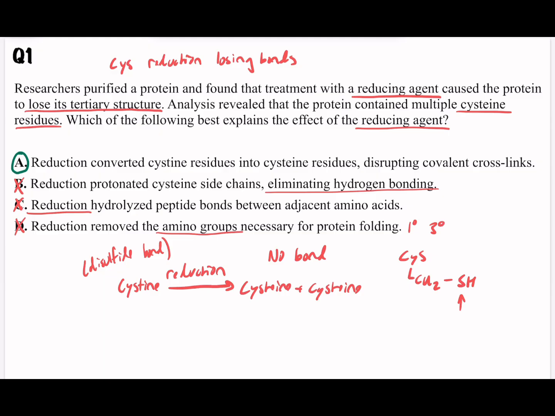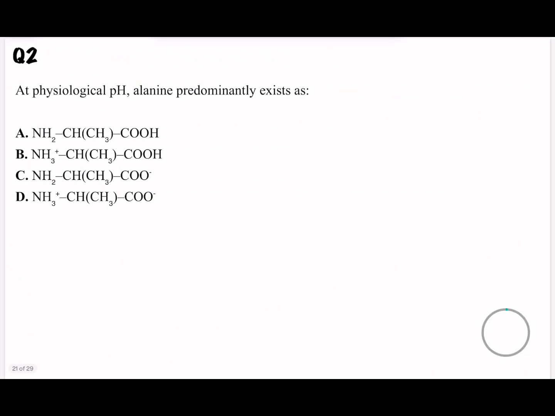And so the answer to question one is A. Reduction converted cystine residues into cysteine residues, disrupting covalent crosslinks. And this fits with everything that we were looking for. It involves cysteine. It shows how a reduction breaks a disulfide bond, and then it shows how that disrupts covalent crosslinks. Okay, moving on. Question two.